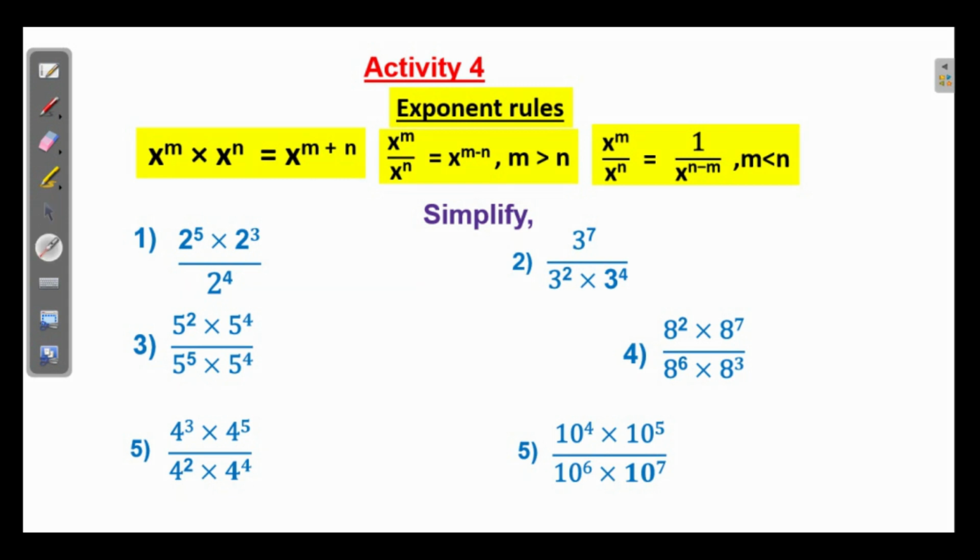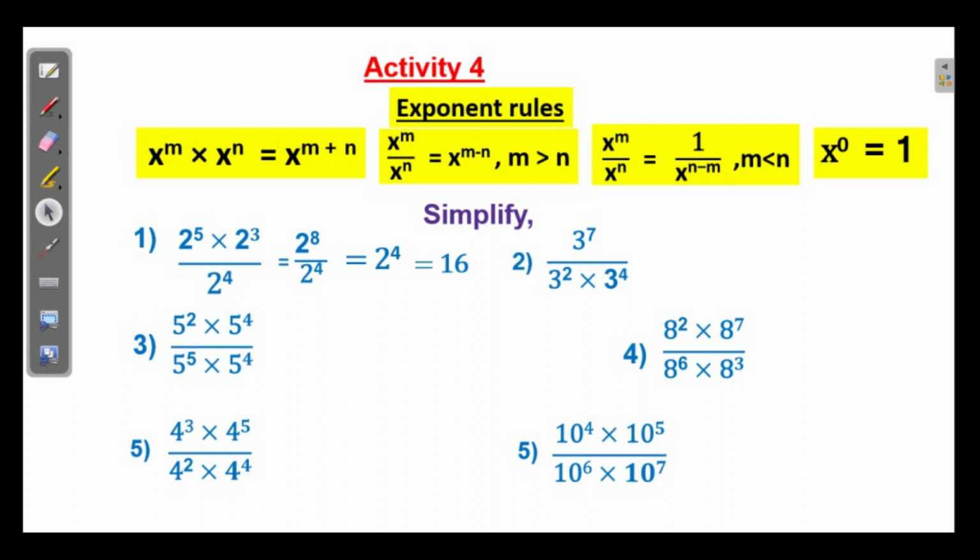Here, which rule do we have to use in the numerator? x raised to m into x raised to n is equal to x raised to m plus n. 2 raised to 5 into 2 cubed is equal to 2 raised to 8. Then 2 raised to 8 by 2 raised to 4. Here, which rule? x raised to m by x raised to n is equal to x raised to m minus n, as m is greater than n. So 2 raised to 8 minus 4 is equal to 2 raised to 4. What is 2 raised to 4? 16. 2 into 2, 4.